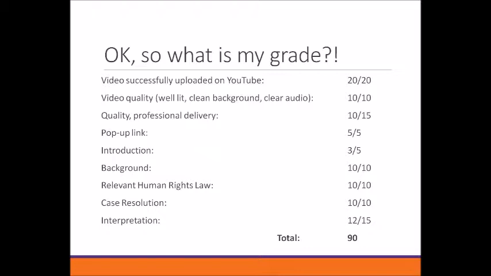For quality and professional delivery, I gave myself 10 out of 15. There's a couple things I could have done to improve this grade. Number one was a little bit more professional dress. Talking about a human rights case, professional dress might have been a little bit more appropriate attire than the flannel shirt I was wearing. Also, while I did use good cadence in talking and pause and look up and make eye contact, I think I spent a little bit too much time reading from my notes, and that was pretty apparent to me when I went back and watched this video. Having better rehearsed my delivery could have helped to improve this part of the grade.